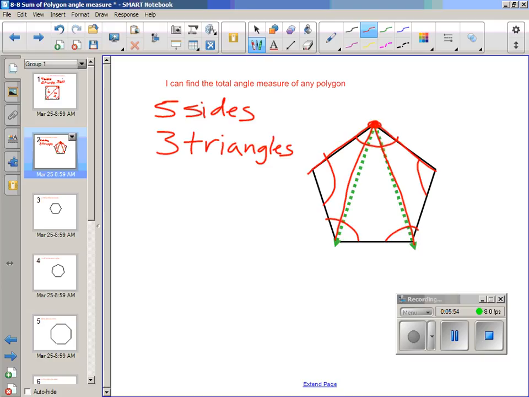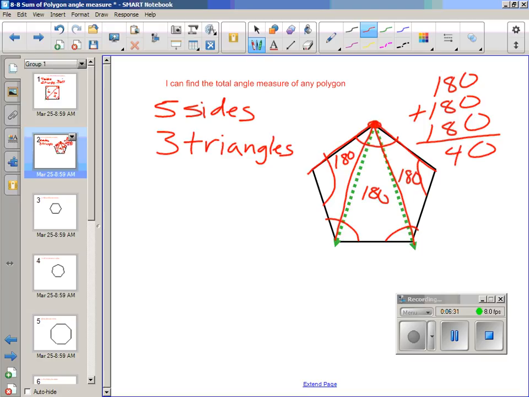Anybody know what the total angle measure of a pentagon is? I'm going to say this is 180. This is 180, right? And this is 180. So what can we do to find it all out? Add them all together. Okay, so we could go 180 plus 180 plus 180. Oh wait, that's actually 2, isn't it?